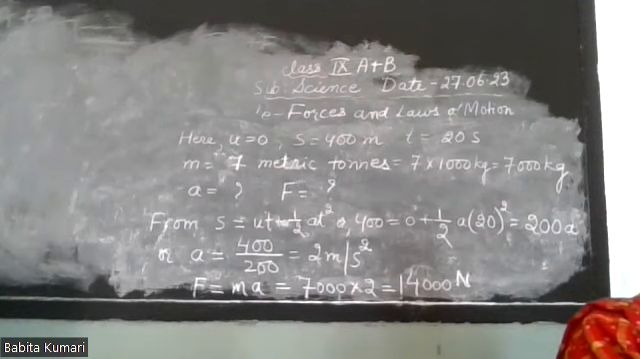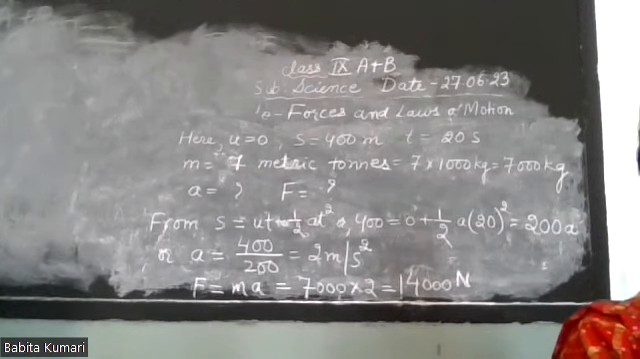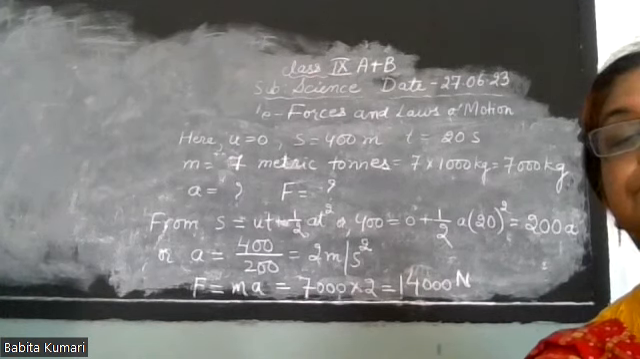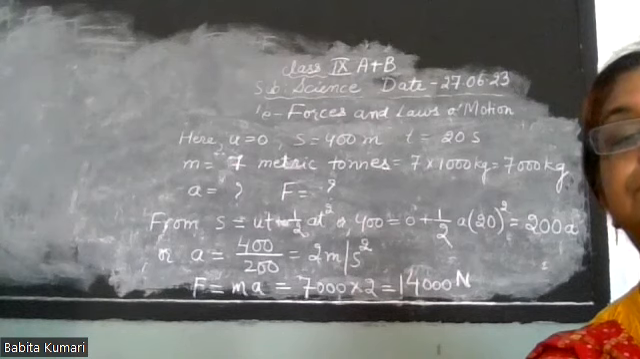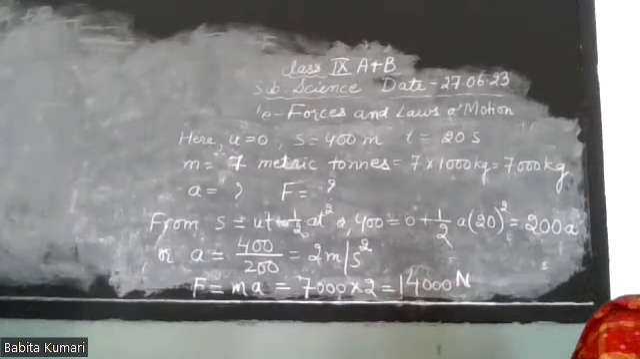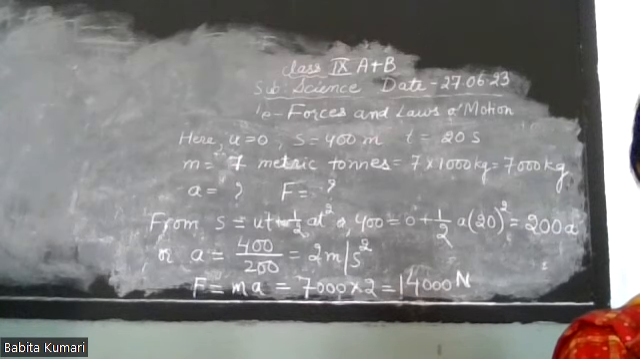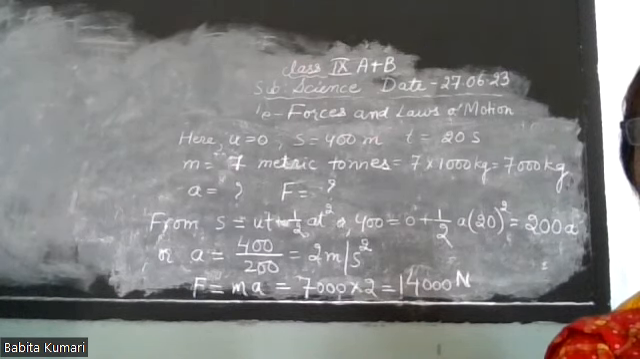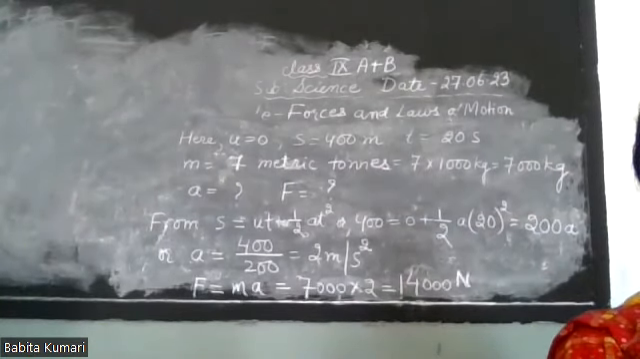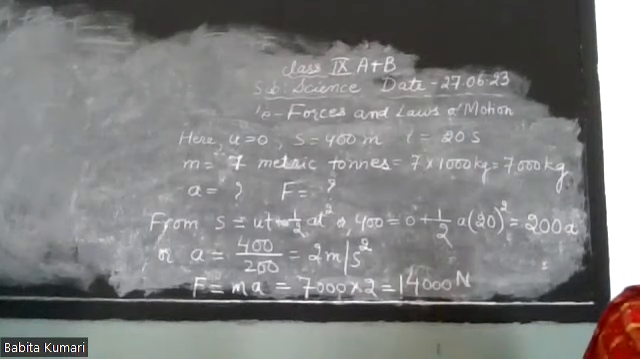Now let's say a stone of 1 kilogram is thrown with a velocity of 20 meters per second across the frozen surface of a lake. A stone of 1 kilogram is thrown with a velocity of 20 meters per second across the frozen surface of a lake and comes to rest after traveling a distance of 50 meters. What is the force of friction between the stone and the ice? Now, let us see.